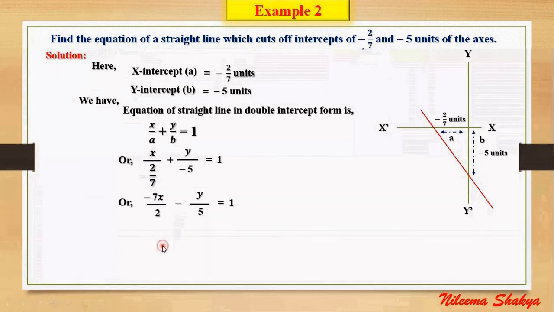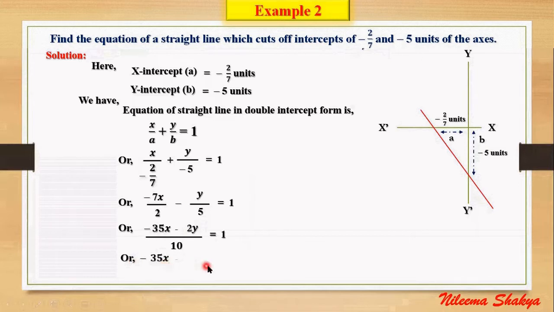Now let's take the LCM. 10 is the LCM here. This minus 7x will be multiplied by 5, so that we get minus 35x, and minus y will be multiplied by 2, so that we get minus 2y, and on the right hand side it is 1. Again, on simplification, we get in the numerator minus 35x minus 2y, and this 10 will go to the right hand side to multiply, so that we get 10.